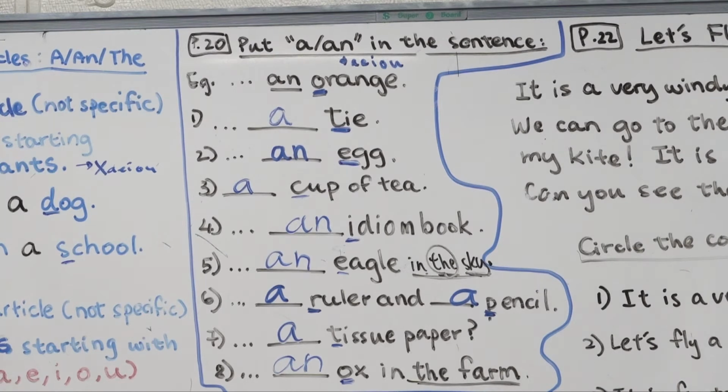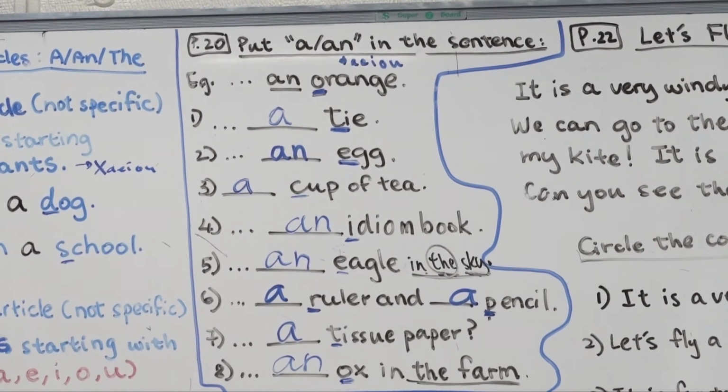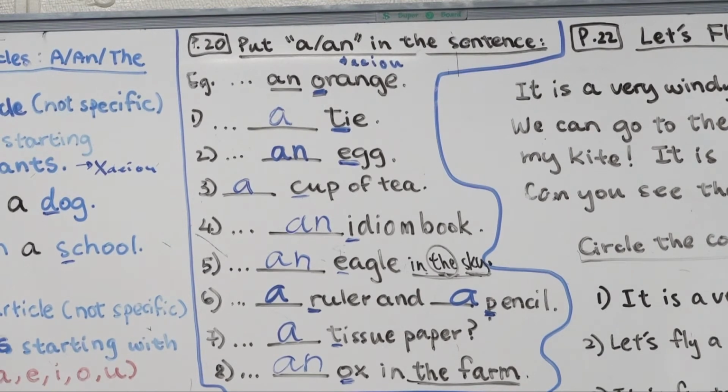All right, so make sure you have the correct answers. Number 1 is a, 2 is an, 3 a, 4 an, 5 an, 6 both are, 7 is a, and 8 is an. All right? Okay, good job everyone. Now let's move on to page 21.